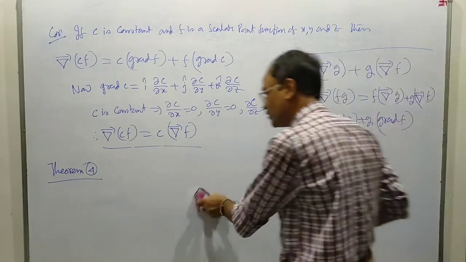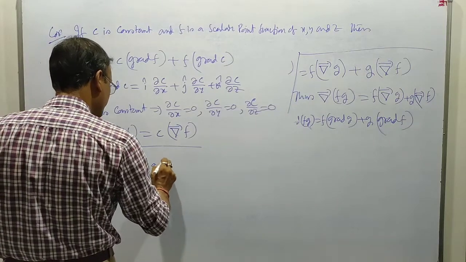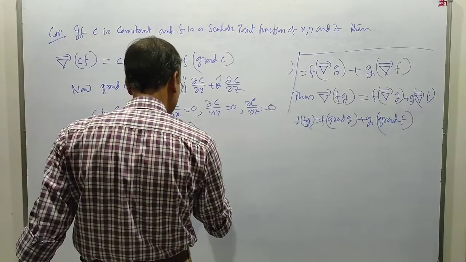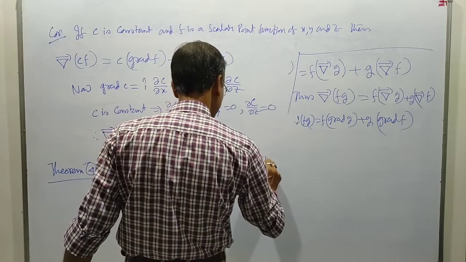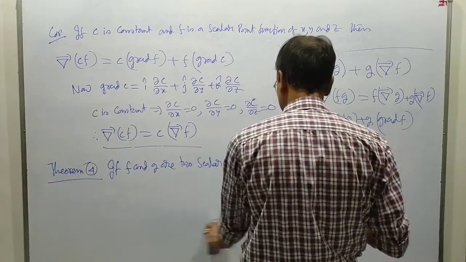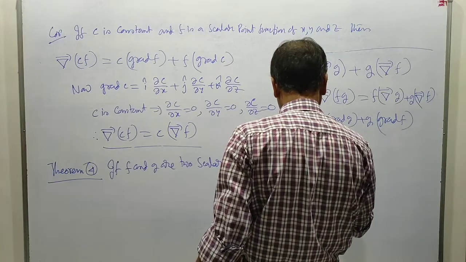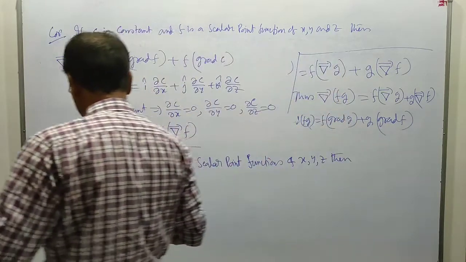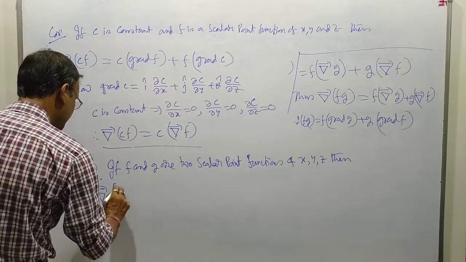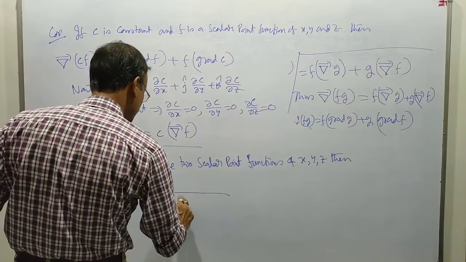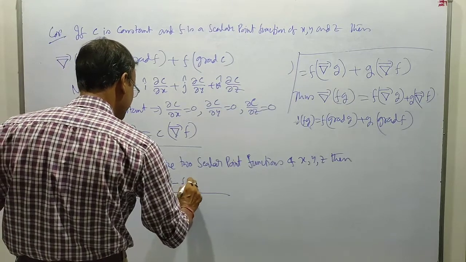I am going to give you theorem number 4. If f and g are two scalar point functions of x, y, z, then the gradient of f divided by g equals g gradient of f minus f gradient of g, all divided by g square.